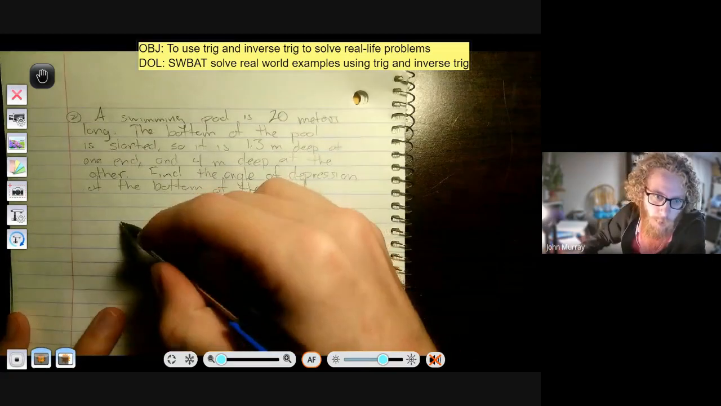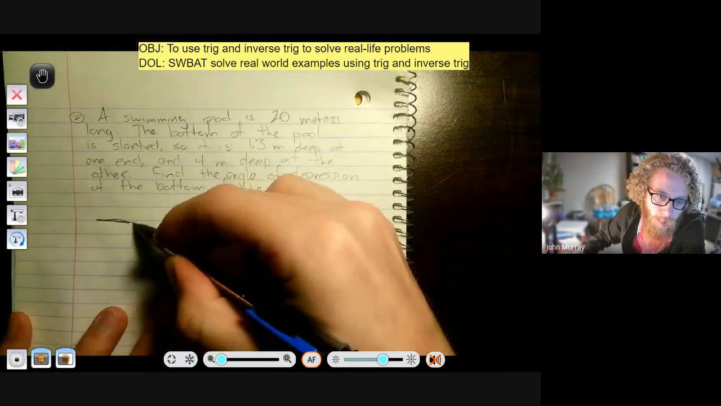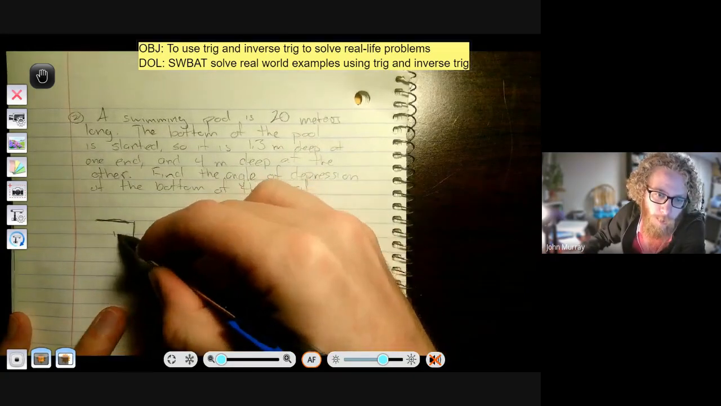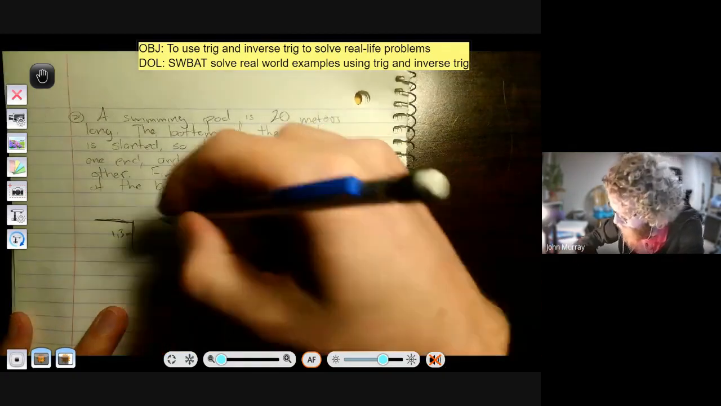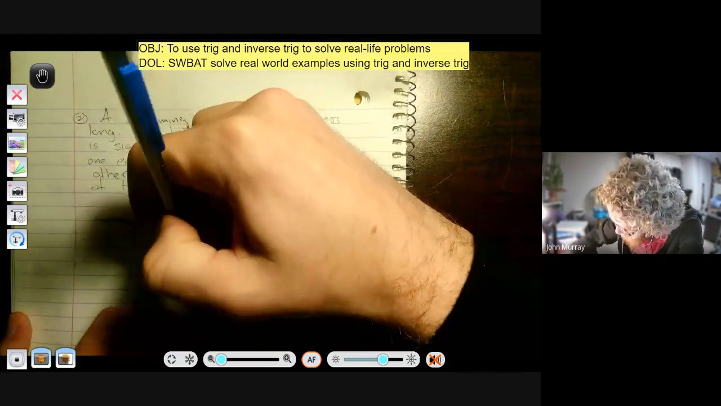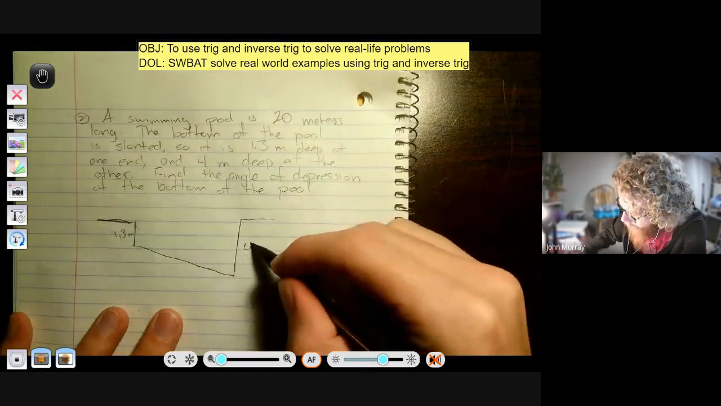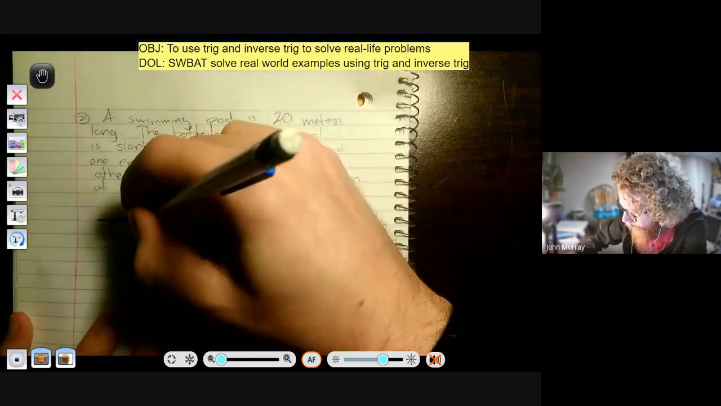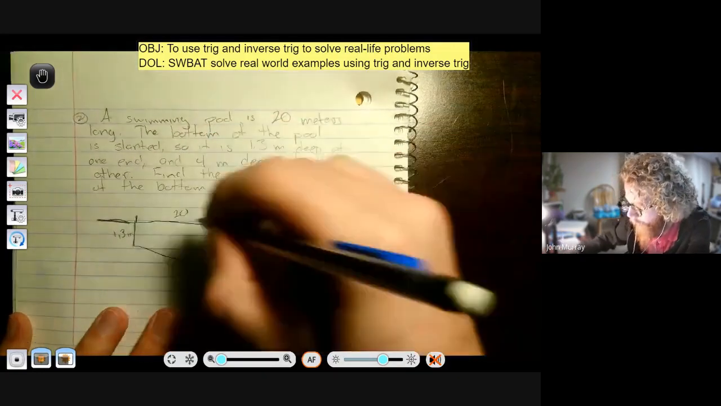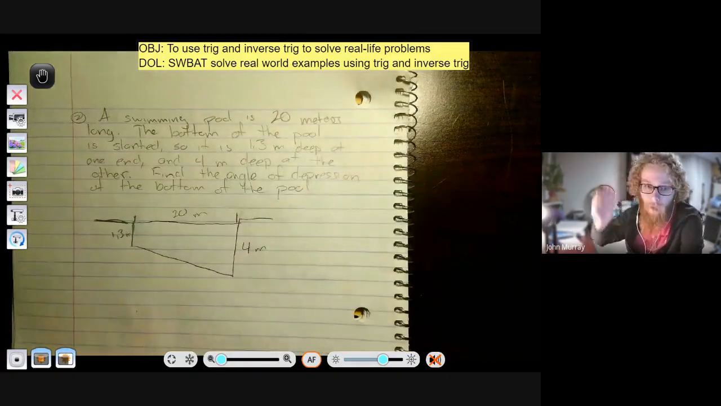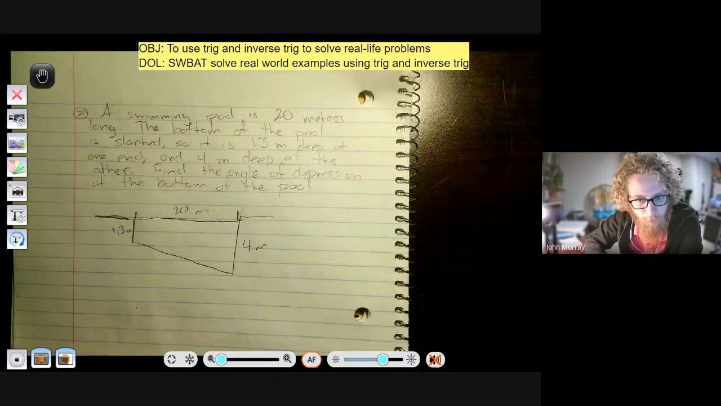So on one side of the pool, so here's my pool deck or whatever. And so the first part of the pool goes down 1.3 meters, right? That's the shallow end. Then the bottom falls. And then on the other side, it's 4 meters deep, right? And then they also tell us that across, it's 20 meters across. So right now, I'm not really looking at a triangle. I'm looking at a trapezoid.